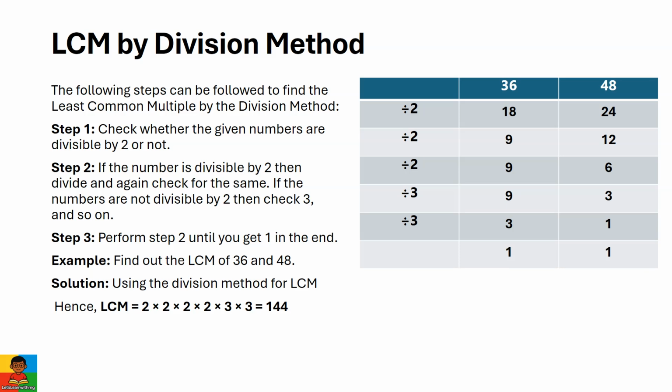To find LCM by division method, Step 1, see if the numbers are divisible by 2. Step 2, if they are, divide and repeat. If not, check divisibility by the next prime, like 3, and repeat until you reach 1. For example, for 36 and 48, divide both by 2 repeatedly, then by 3 until both reach 1. Multiply all the divisors used, 2 times 2 times 2 times 2 times 3 times 3, which equals 144. So, the LCM of 36 and 48 is 144.